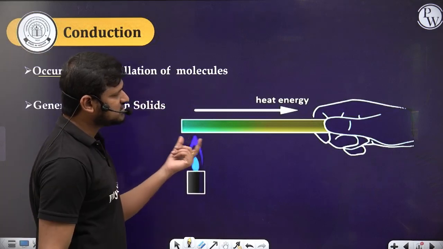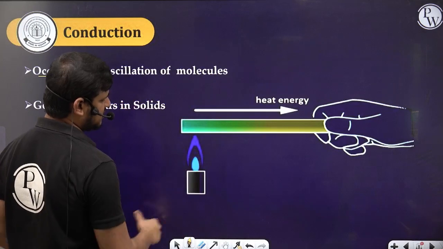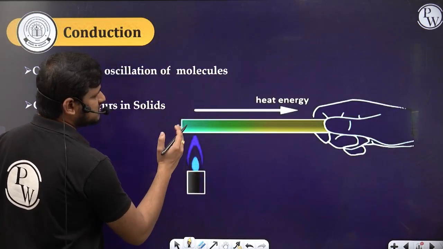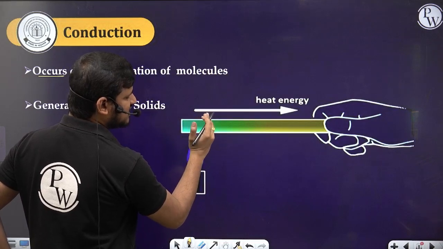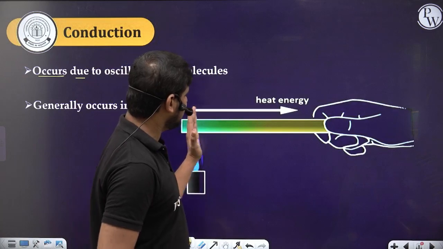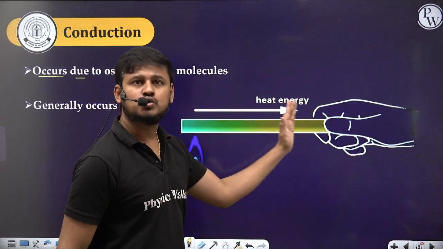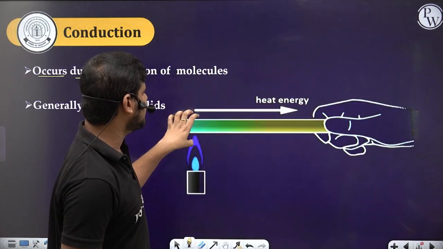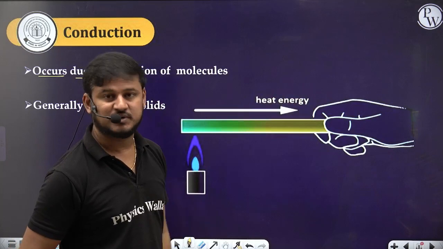So let's suppose this is a rod. Now you are heating this rod with some temperature here. So what happens? The molecules here vibrate and they transfer the heat to the next molecules, and they vibrate. So they transfer the heat to the next molecules. Like that, the heat energy or the heat transfer takes place from one end to the other end. Yes or no? Here the heat will be more, here the heat will be less. So then only the heat flow takes place.